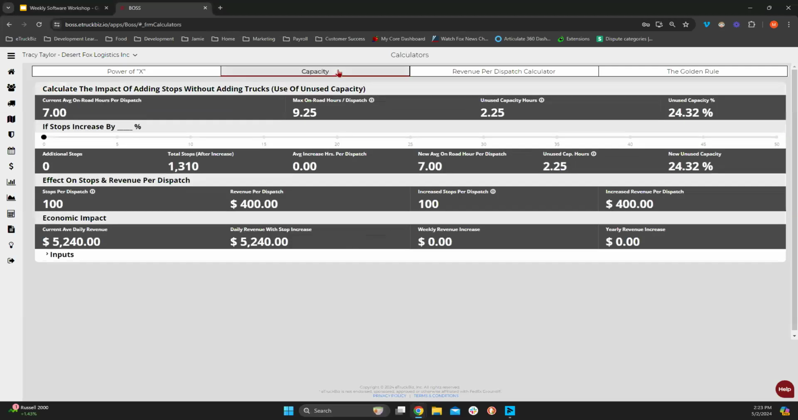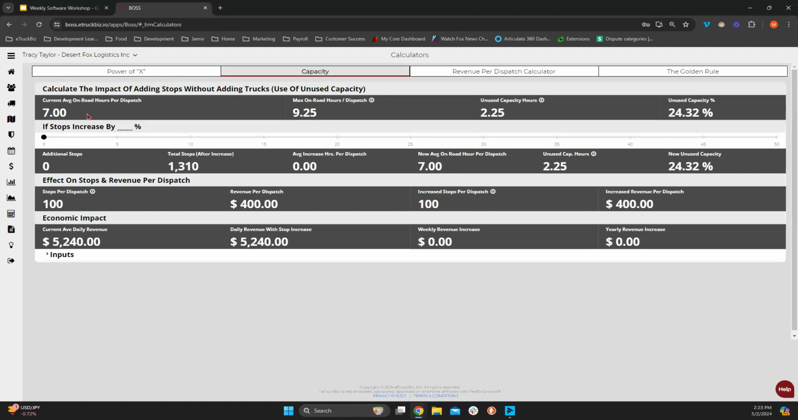The capacity calculator is going to be really beneficial when you start getting into Express volume. This is going to calculate the impact of adding stops without adding any trucks. That was the whole thing we were talking about earlier, not adding any extra trucks, being able to utilize that unused capacity in your trucks.